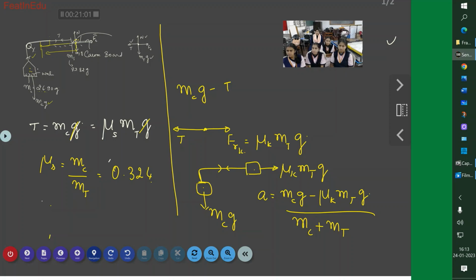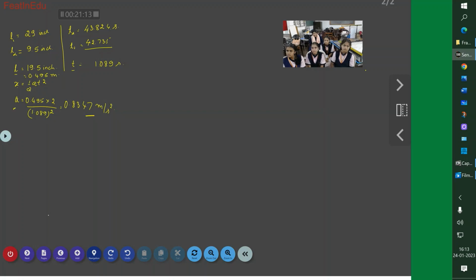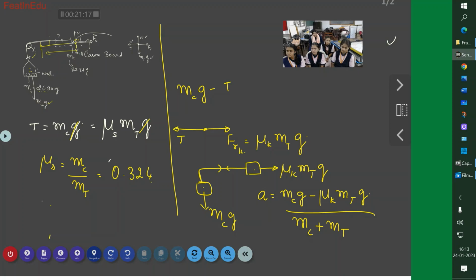So we have related all of them. We found out the acceleration here, 0.8347. So acceleration is found by experiment and calculation. mc is your weight, g you take as 9.8, and mt you weighed and found out, g again 9.8. So in this the only unknown quantity is mu k. Find out mu k. That's it. So I hope you can do that. We will write the equation in terms of mu k, and we shall see what the value of mu k is.